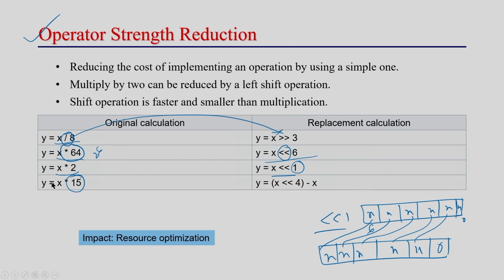Now, if you have a constant that is not a power of 2, what can I do? 15 is basically 2 to the power 4 minus 1. So, I can just left shift by 4 and then do a minus x. It is basically 2 to the power 4 into x minus x, and 2 to the power 4 into x is a left shift by 4 bits. So, even if the constant is not a power of 2, I can readjust and do it by a less expensive operation.